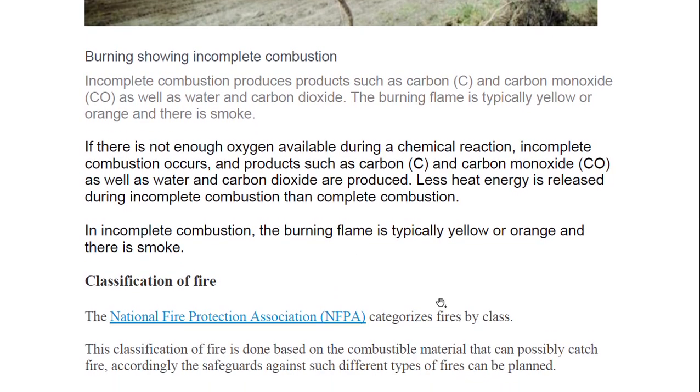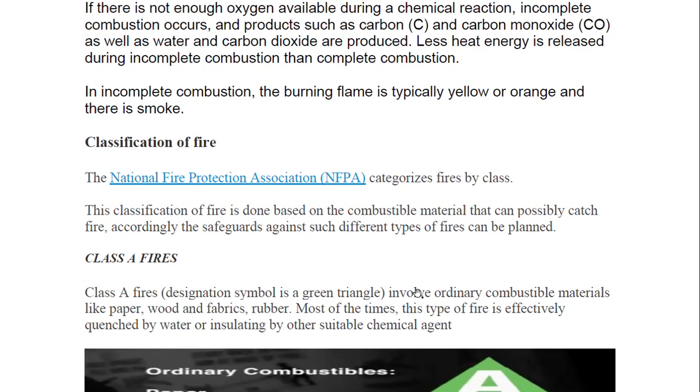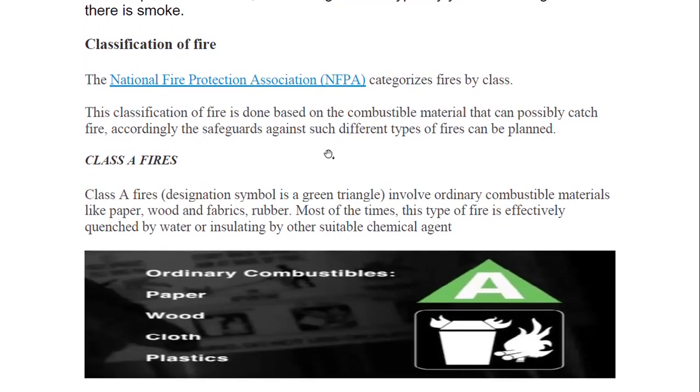Okay, now we go to our main topic that may be asked by the surveyor, that is the classification of fire. It was important to give you a background of the fire triangle, fire tetrahedron, what is a fire, what is combustion, what is burning, what is flame, what is complete combustion and what is incomplete combustion. Now we come to the classification of fire. So there are two bodies.